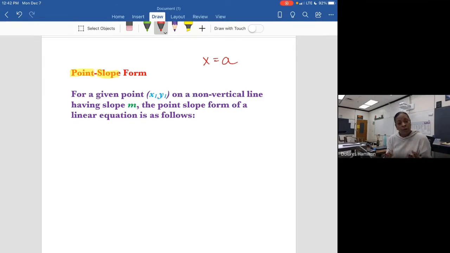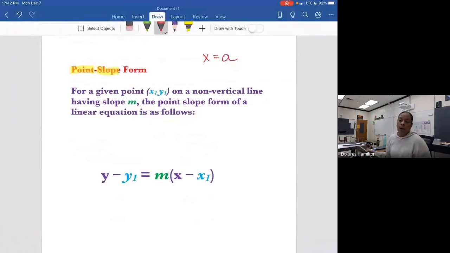The equation of our point slope form is y minus y1 equals m times x minus x1. Keeping in mind that x1, y1 is my specific point. The m is my slope.